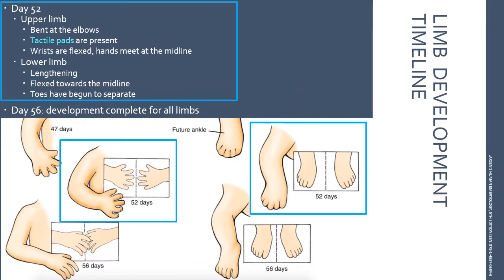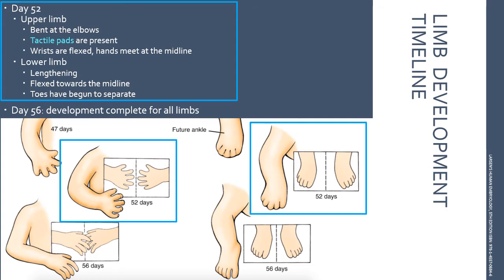By day 52, you have a proper bend at the elbows of the arm, and the tactile pads are developing on the fingers. The tactile pads are on the palmar side of the finger, and those are just regions of intense sensation: temperature, pressure, pain. If you think about your fingertips, they are highly sensitive, and those are developing around day 52. The wrists now are flexed and the hands are able to meet at the midline. So we're achieving some of that more mature appearance to the upper limb.